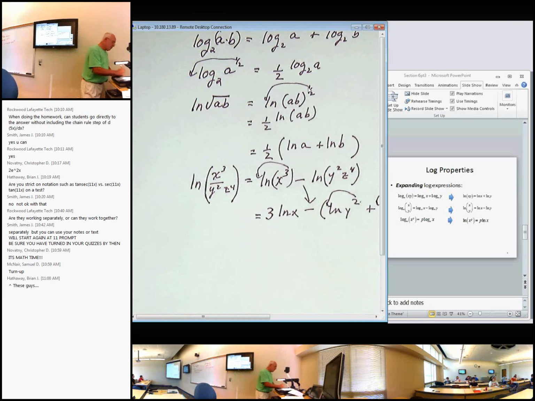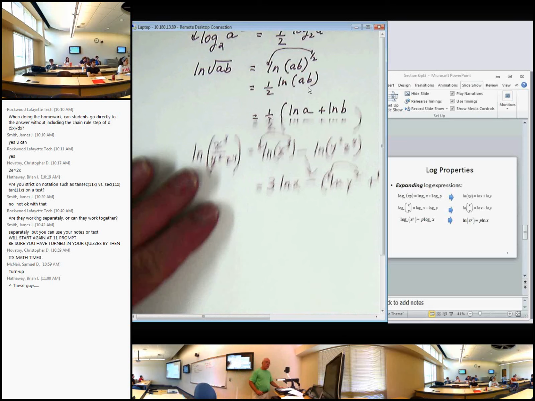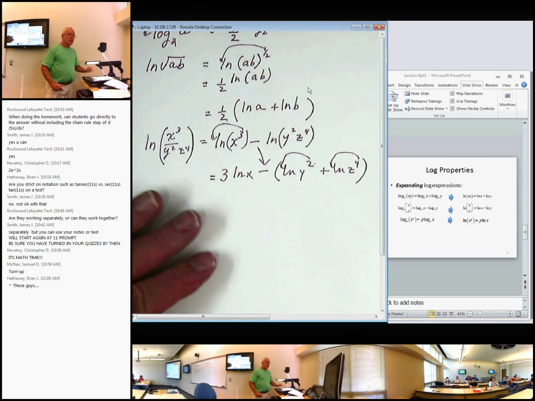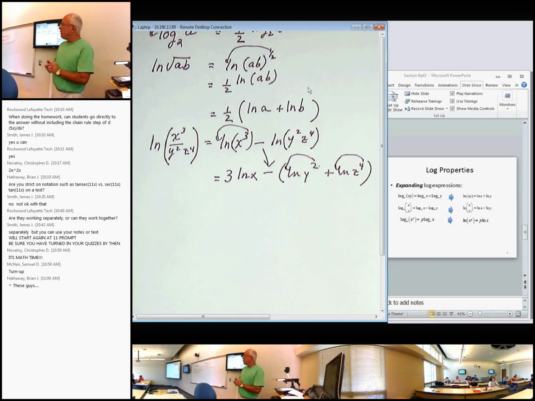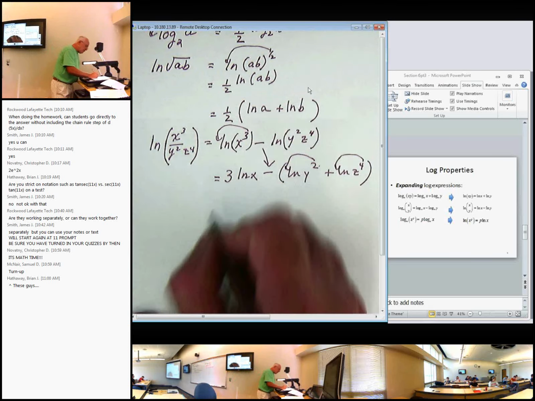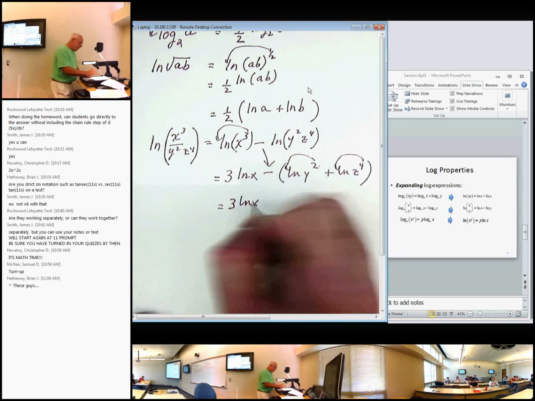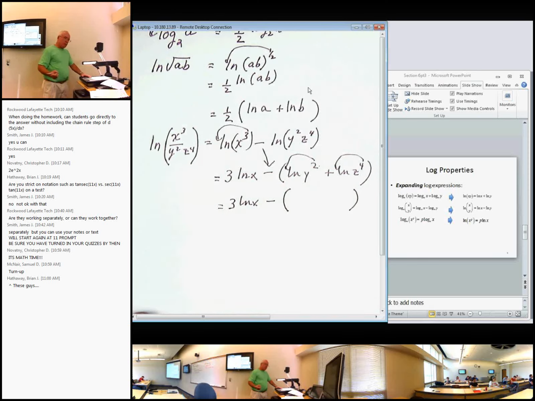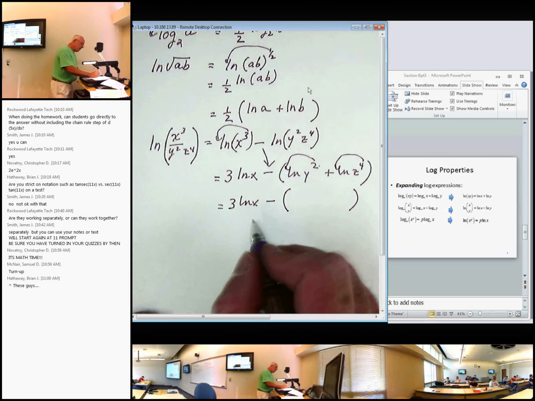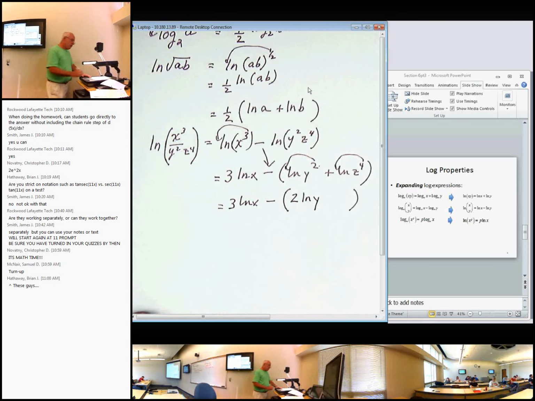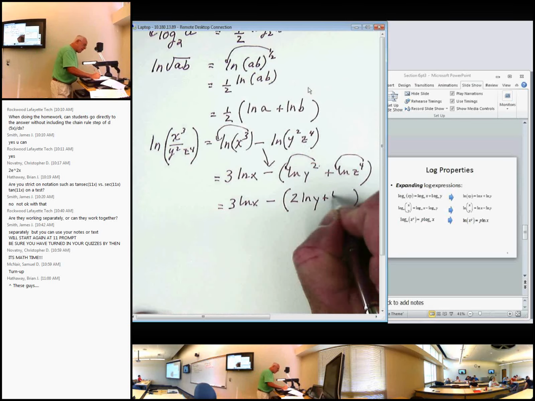Now I can bring, finally, those exponents down in front. So let's... Oh, sorry. I was trying to get all this on the screen. Okay. So now we can bring those exponents down in front. So this becomes 3 ln of x, now minus... I'm just going to do this in a couple steps. You could do it in one step. I'm going to keep those parentheses, and the inside then is going to become 2 times the ln of y plus 4 times the ln of z.